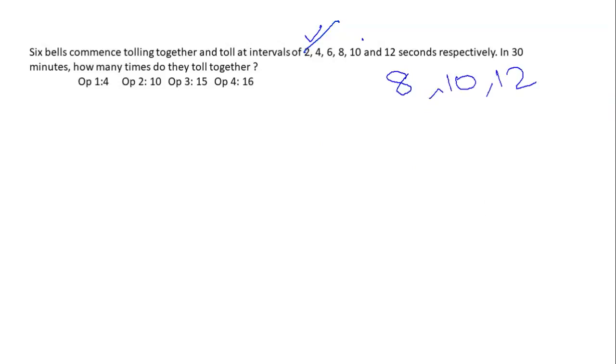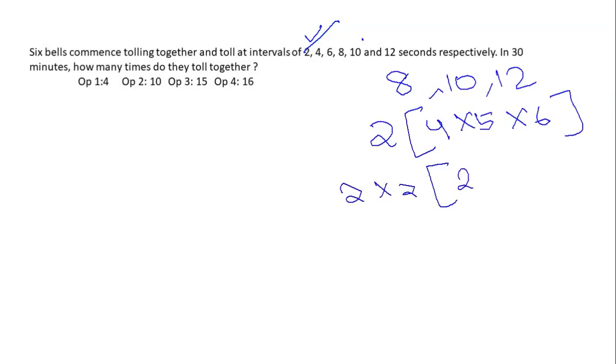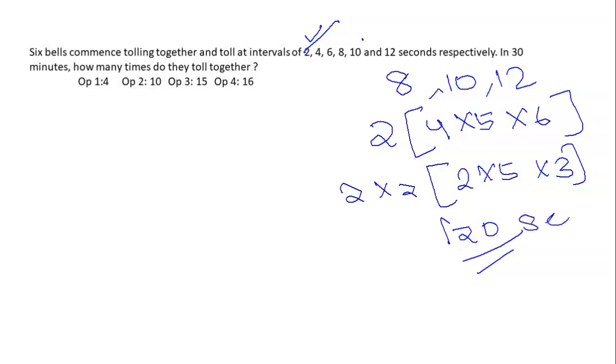For the LCM of 8, 10, 12, these three numbers have 2 in common. So we have 4 into 5 into 6. Again, 4 and 6 have 2 in common. So 2 into 2 into 5 into 3, so your answer is going to be 30 into 4, which is 120. So your LCM is 120 seconds, which is 2 minutes. The answer is 2 minutes.